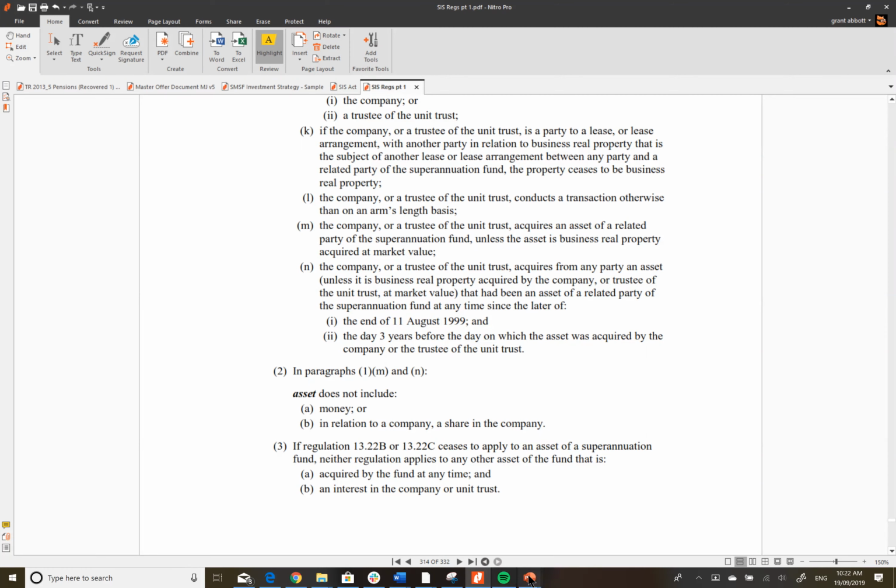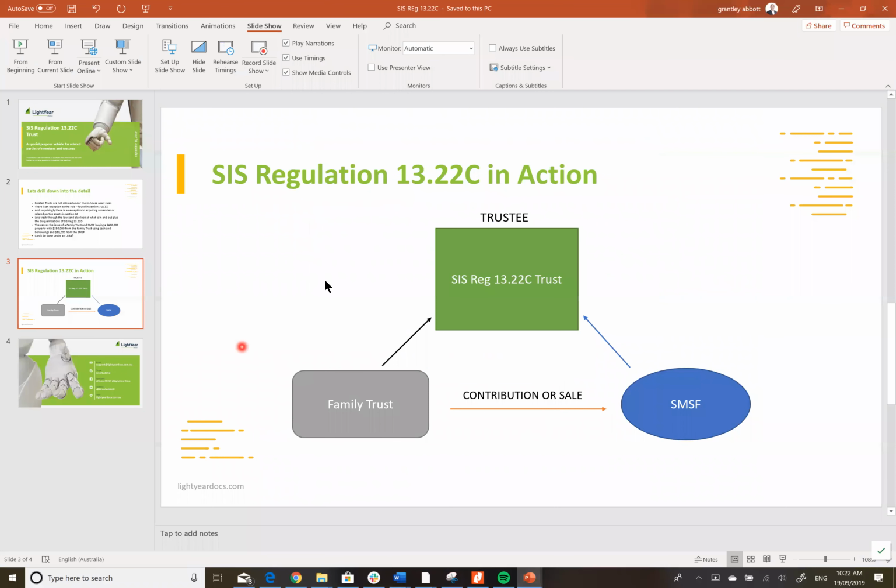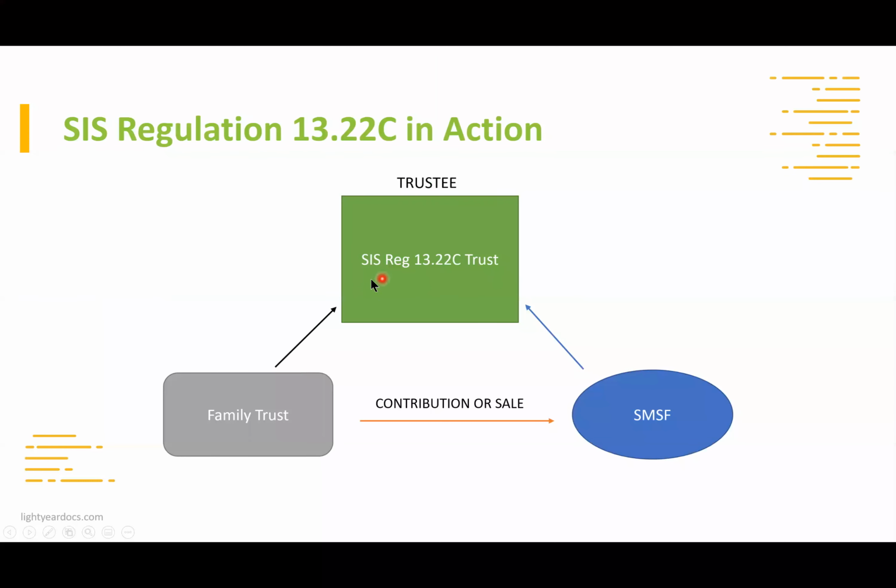So let's go down and have a look at this scenario. We've got a residential property sitting in the SIS Regulation 13.22C trust. The family trust subscribes for $350,000 of units in the 13.22C trust. The SMSF subscribes for 50,000 units in the trust. Now, the family trust has borrowings, a loan from a bank or another entity, that it uses to fund those units. A couple of things. One is it could be residential or any property. It couldn't be a real estate investment trust or REIT because that would be an interest in an entity. Does that make sense? We can't put a charge.